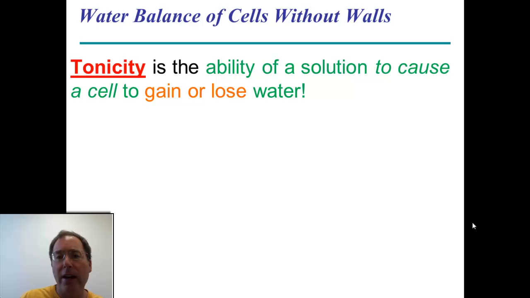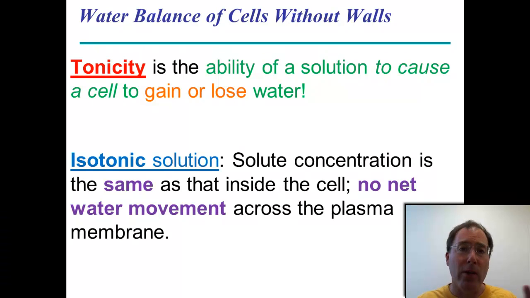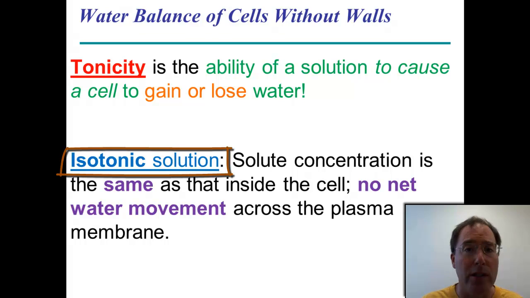Tonicity is the ability of a solution to cause a cell to gain or lose water. So if a cell has a very tonic environment around it, would it lose or gain water? The answer is that it would lose water to its environment. However, the first example I want to show you is an example of isotonicity.